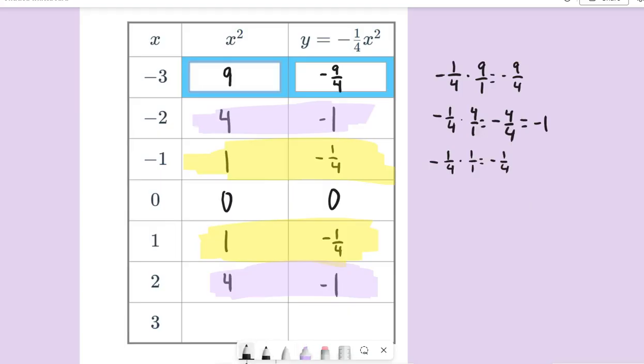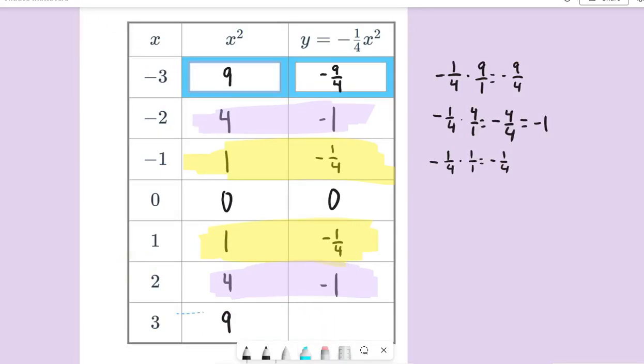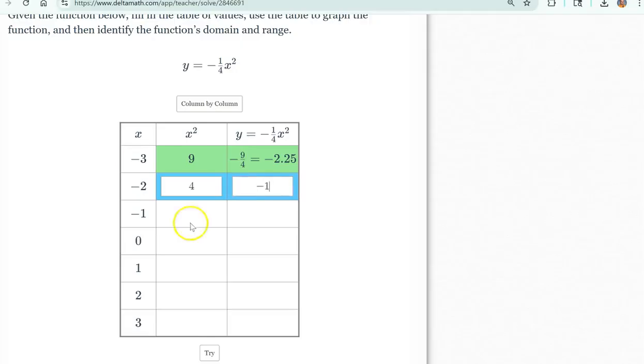And then the last one, 3 squared, well, that'll be 9. Well, we've already seen that. Oops, didn't want that to be purple. Hold on. Wanted it to be blue. So now we've got this, right? That's going to look a lot like that. So x squared is 9. 3 squared is 9. And we know once x squared is 9, then this one would be -9/4.